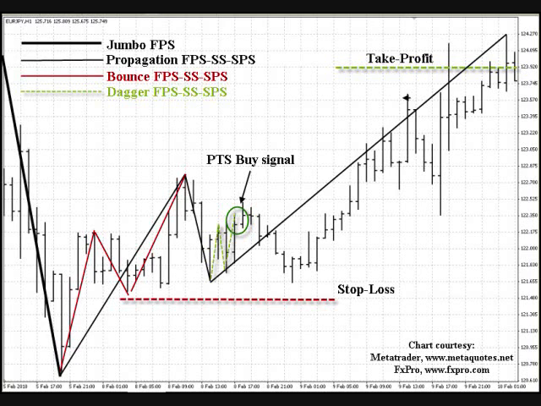Your stop loss may go under the bounce SPS low or under the jumbo EP, depending on your money management parameters. Please notice, the propagation trade setup is composed of 3 nested matrices, or 1, 2, 3s: the bounce matrix, the propagation matrix, and the dagger matrix. The PTS trade is for the propagation SPS, the third swing of the propagation matrix.